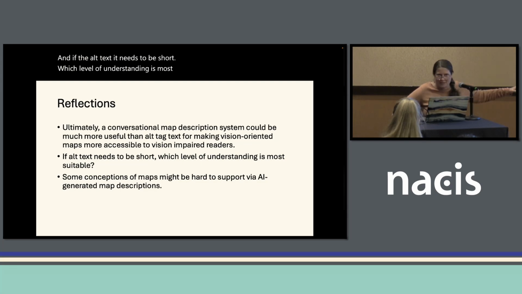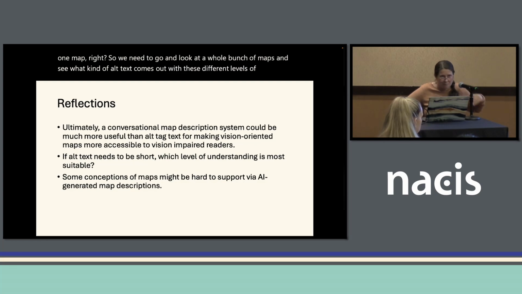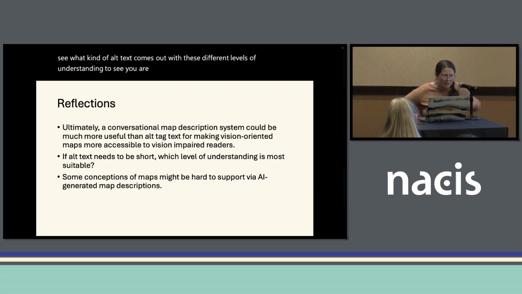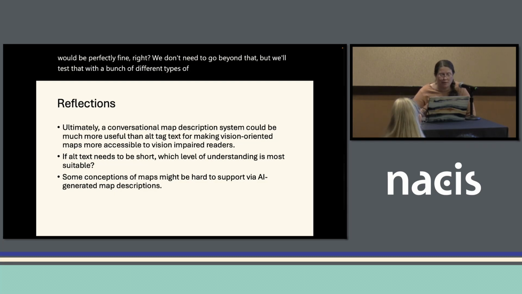We've applied this to one map, right? So we need to go and look at a whole bunch of maps and see what kind of alt text comes out with these different levels of understanding. I think just based on this sample alone, I would say that the first level of understanding would be perfectly fine, right? We don't need to go beyond that. But we'll test that with a bunch of different types of maps. And some conceptions of maps might be very hard to actually support with AI-generated map descriptions.